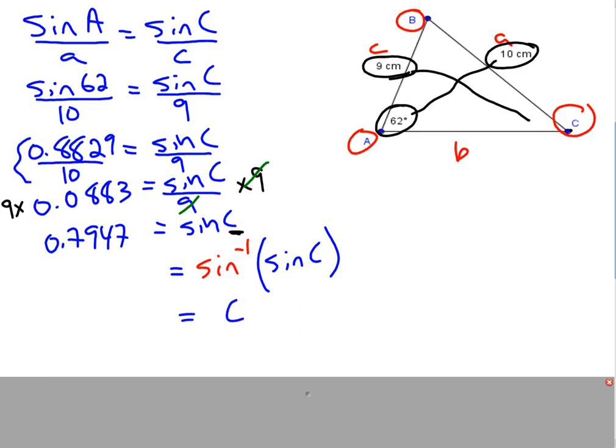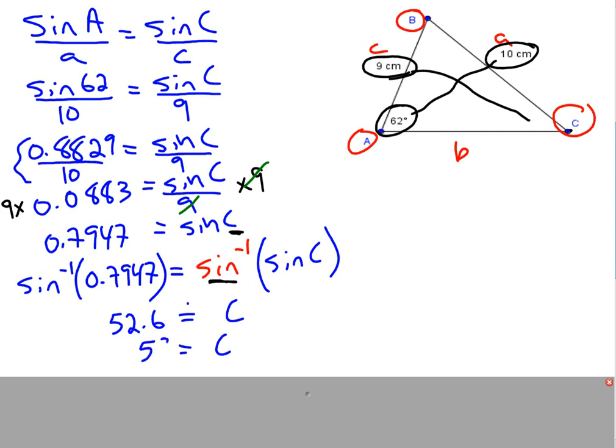Now, if we apply the inverse sine to the right side of the equation, we need to do the exact same thing on the left side of the equation. So we do the inverse sine of 0.7947, and we get approximately 52.6. And I'm just going to round that. When we're talking about angles, the nearest degree is acceptable. All right, so we just found that angle C is 53 degrees, which is what we were asked to find.